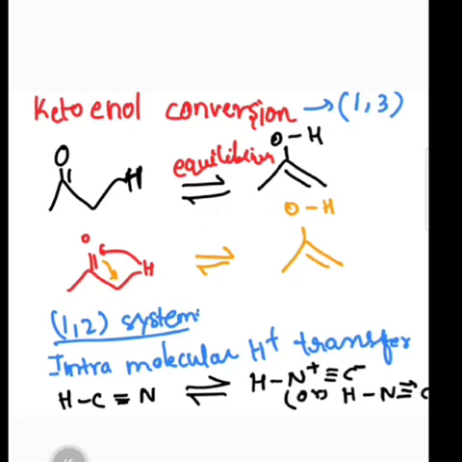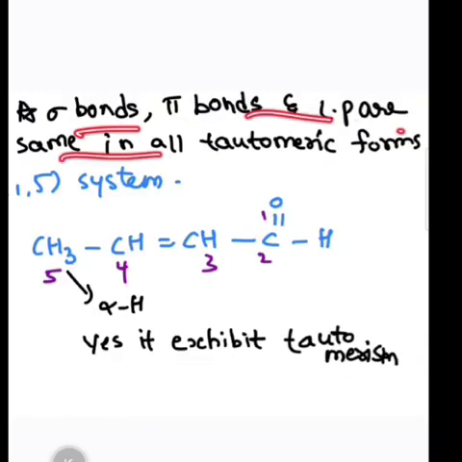In the keto-enol transformation, send this hydrogen near the oxygen, then what happens? The double bond near the oxygen rotates. So like resonance is happening here, intramolecular H plus transfer. According to the 1,2 system, intramolecular H plus transfer takes place at the first position and second position. So it should be the same in all the tautomeric forms.